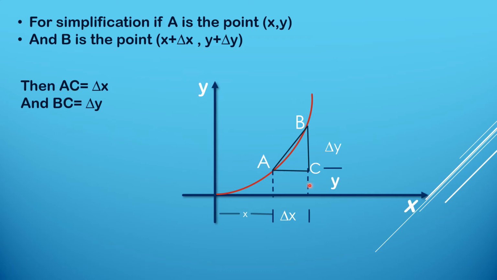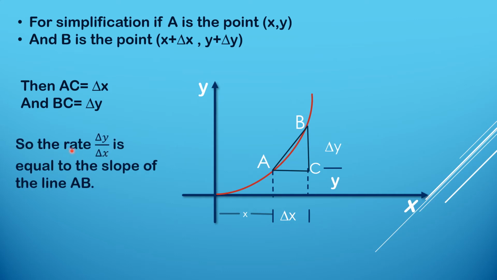Now, this AC is delta x and this BC is delta y. So if we draw a triangle and find the slope, the rate delta y by delta x is equal to the slope of the line AB. If we consider this AB as a line, then delta y by delta x is the slope between two points. The simple equation of the slope is delta y by delta x equals BC by AC, which equals tan theta. But this is the slope for the line AB. But as we see, this is not a line, this is a curve.